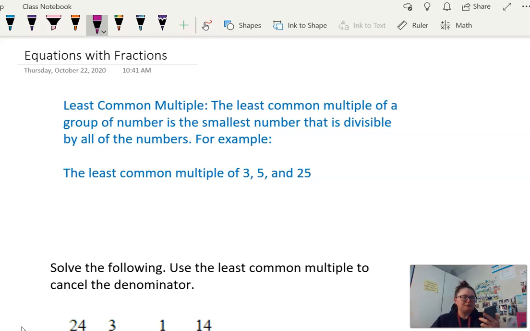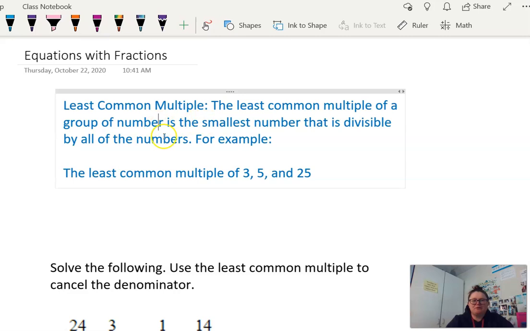Option two, which is using least common multiples to disappear the fractions. And it doesn't actually have to be the least common multiple, but least common multiple is a thing you probably learned before. So let's just review what a least common multiple is. A least common multiple of a group of numbers is the smallest number that is divisible by all of the numbers in the group.